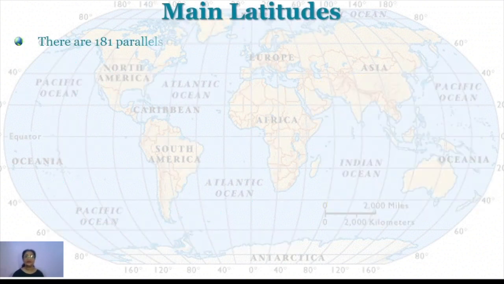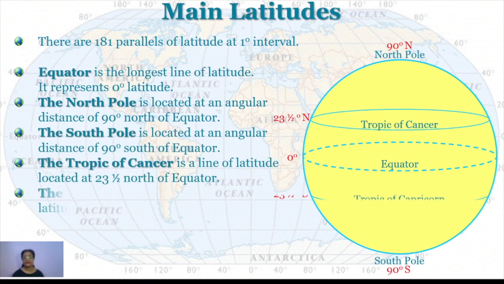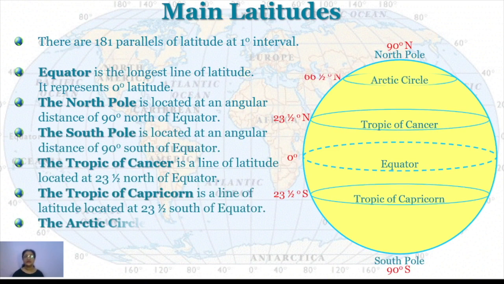Now, which are the main latitudes? In total, on earth there are 181 parallels of latitude. Out of all these 181 parallels, 90 latitudes are in the northern hemisphere, 90 are in the southern hemisphere, and 1 is 0 degree, that is the equator. So in total, 90 plus 90, 180, plus 1, the equator, that forms 181.